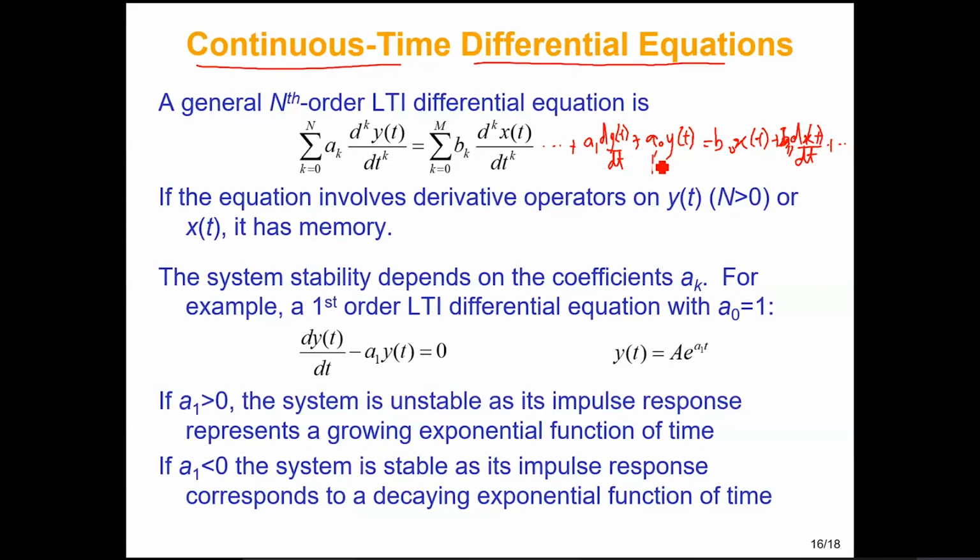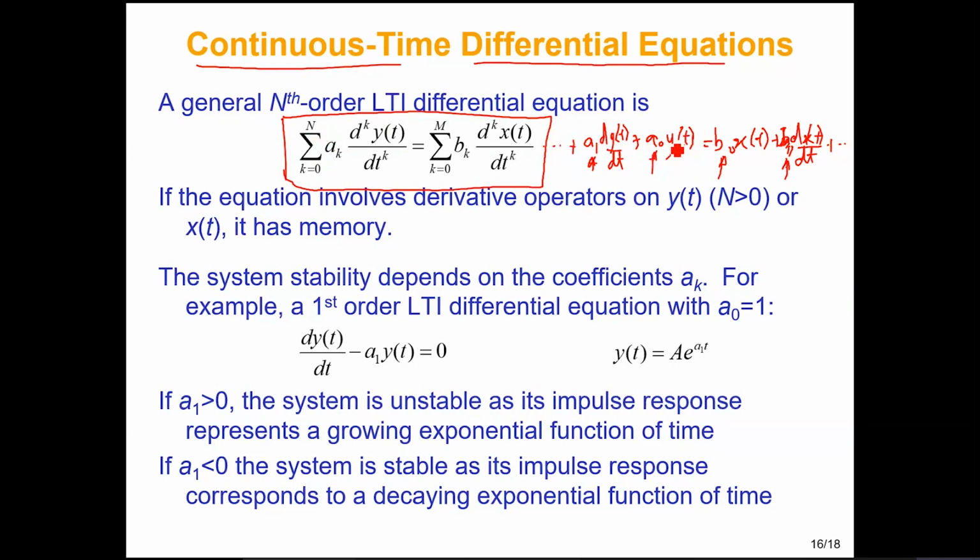Coefficients a go with the y terms and coefficients b go with the x terms, and generally your equation will be something like this. You will have a few terms here and a few terms there. It all depends on what type of system you have. Generally, if you want to write this in the shape of a summation, it will be something like this, where you have some order of differential equations on this side.